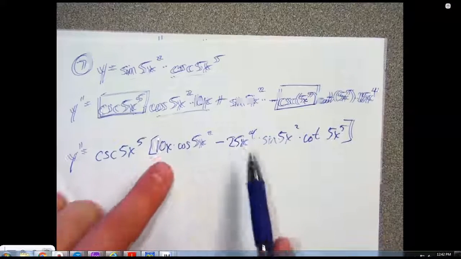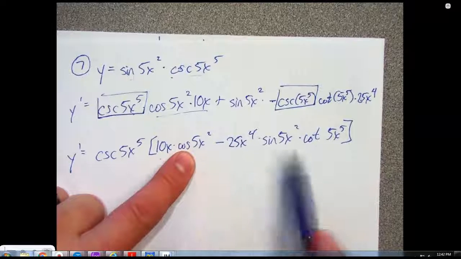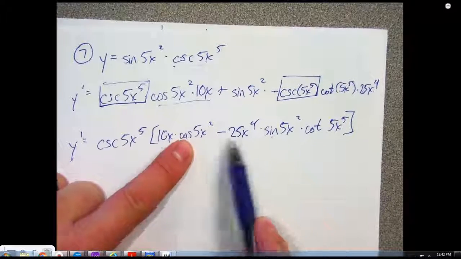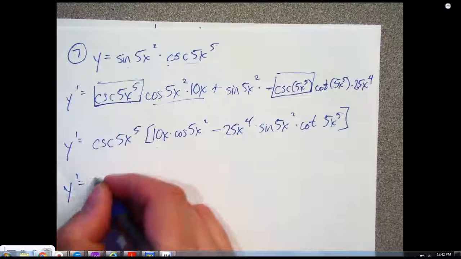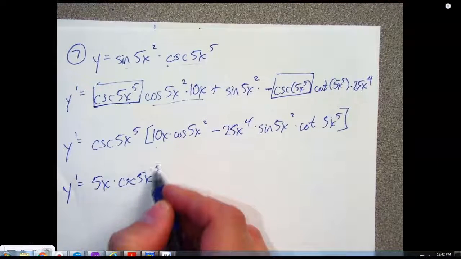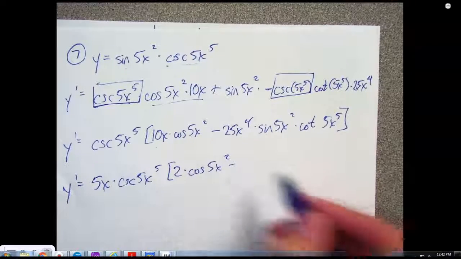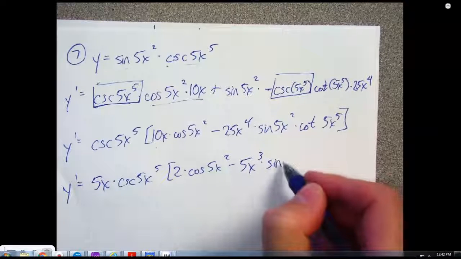You could go a step further. So the cosine is that you got a cosine in this term and a sine and a cot in this term. So the trig functions are done. There's no more factoring you can do there. But with the 10x and the 25x to the 4th, you could take out a 5x, which will give you 2 times cosine of blah, and then 5x cubed times the rest of these trig functions.